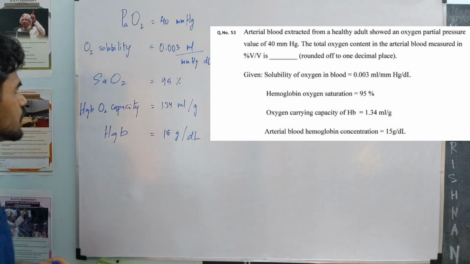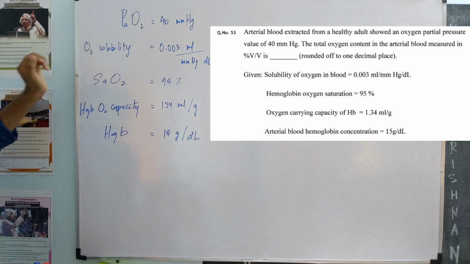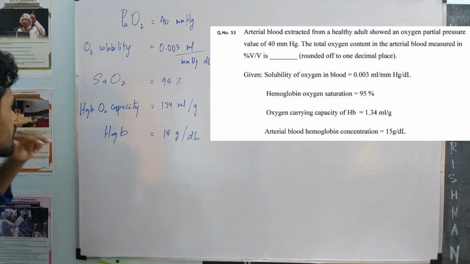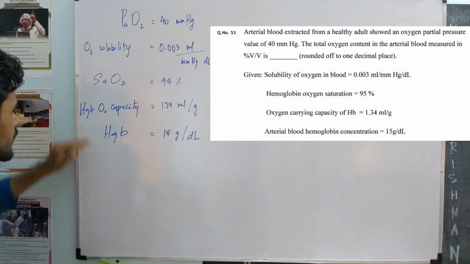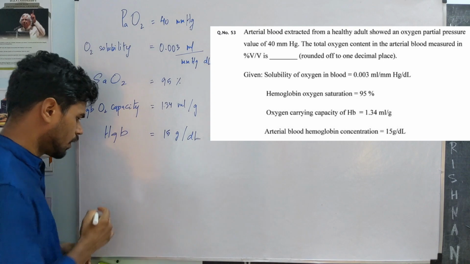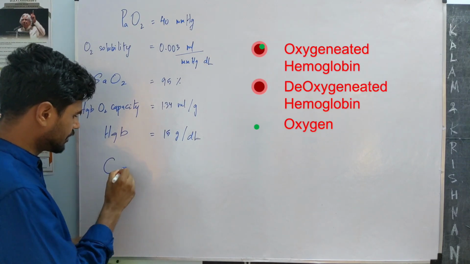So we are given the partial pressure of oxygen, solubility of oxygen, saturation of oxygen and hemoglobin, then the oxygen carrying capacity of hemoglobin and the hemoglobin concentration. We want the oxygen content in the arterial blood.